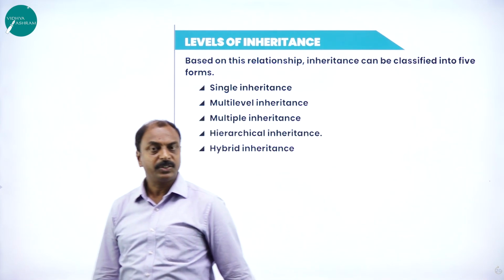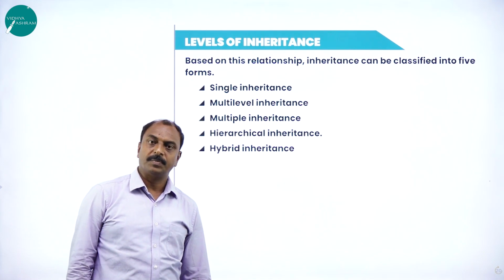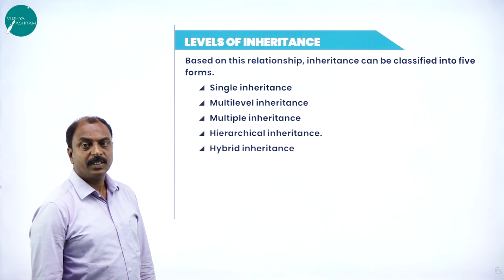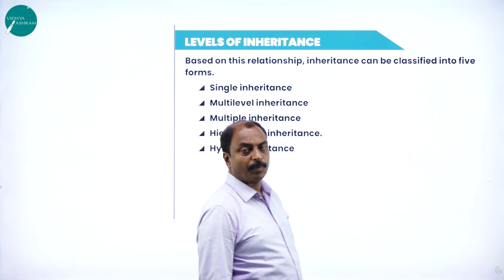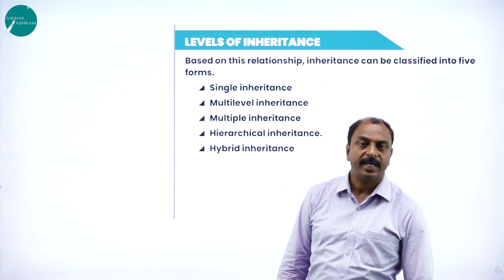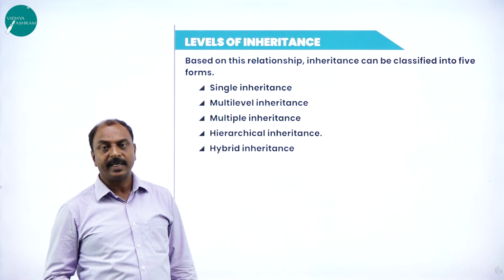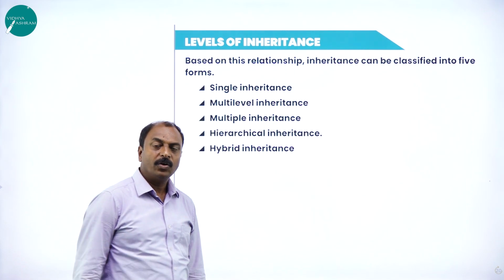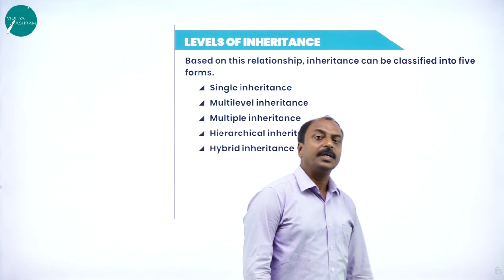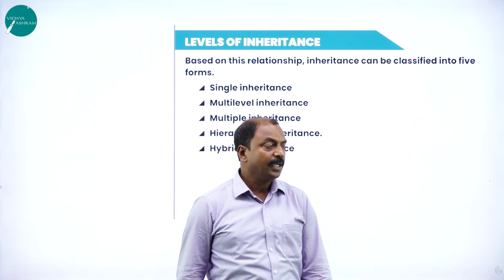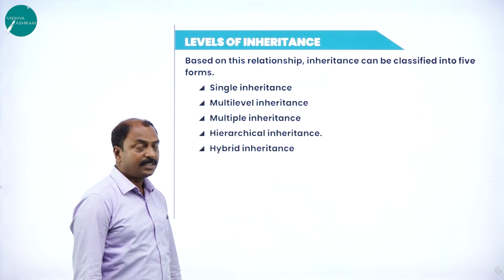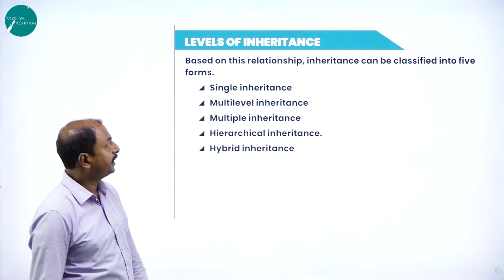Now in our previous session, we have discussed about the definition of inheritance. It is nothing but acquiring properties from the base class, and derived class is the one which acquires properties from the base class, and base class is the one from where the properties are inherited to the derived class. Now based on this, let us see the different levels of inheritance.